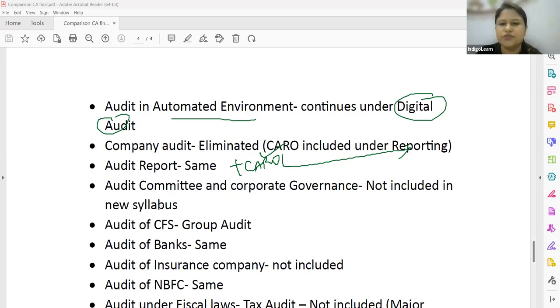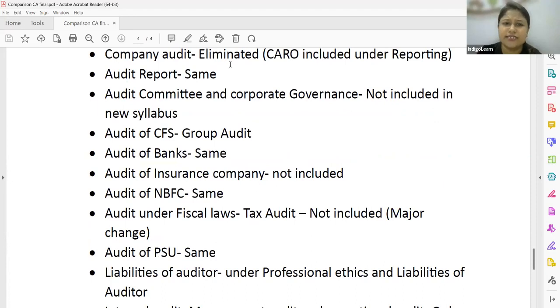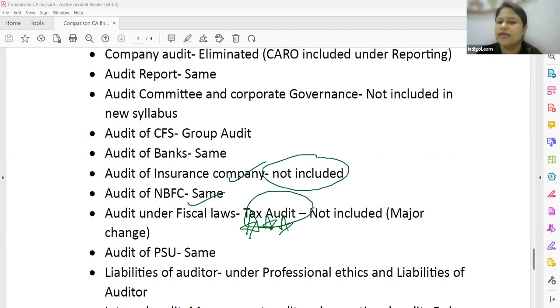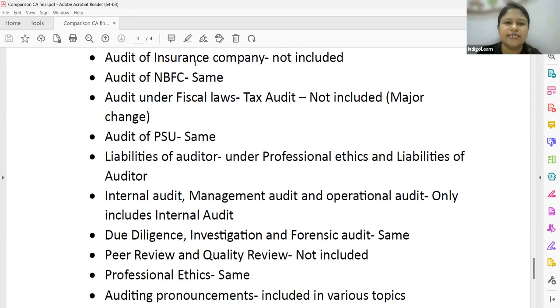Audit of CFS continues, but under a new name that is called group audit. Audit of bank continues to be the same. Audit of insurance company, not included. NBFC will continue. One of the major changes, tax audit has been removed. Okay, so the major changes under the tax audit that we don't have anymore. PSU will continue to be the same.